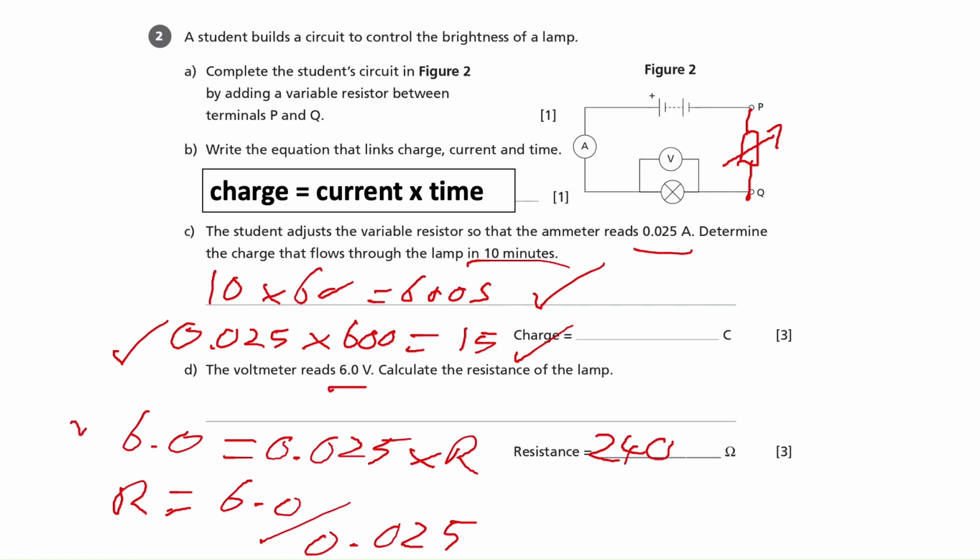1 mark for the initial equation, 1 mark for the rearrangement, and then 1 mark for the final answer.